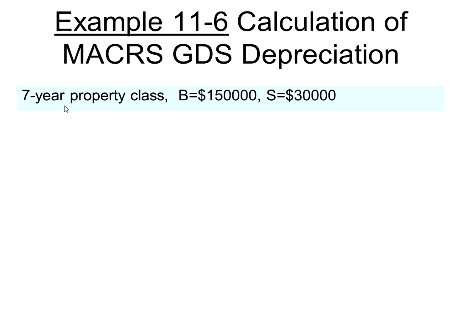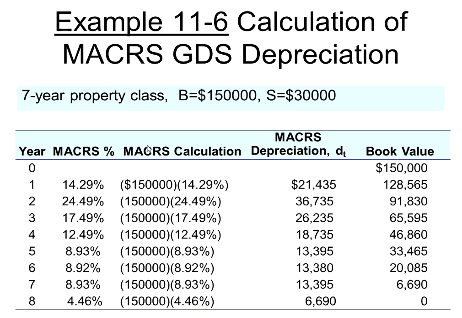So in this example, we have a 7-year property class asset. Its basis is $150,000, and the salvage value is $30,000. And so then again, because it's MACRS, the salvage value is ignored as we calculate depreciation. We assume this is 0. And so these are MACRS rates. You can look at these rates here in this column. Because it's a 7-year property, of course it's going to have 8 years, because the first year is a half year and the last year is a half year.